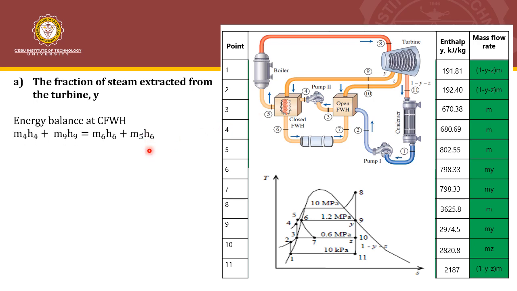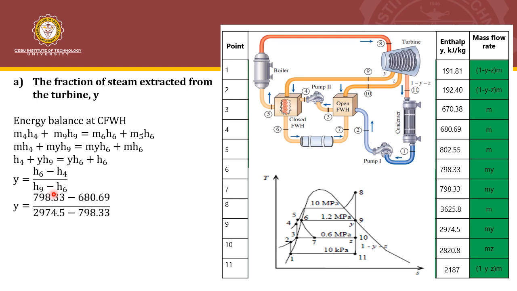So entering are point 4 as well as point 9. Leaving are point 6 as well as point 5. So substituting the value of the mass flow rate, and since we have the same quantities of m at both sides, we can delete that, and then we can rearrange for y. So as you can see, we already have the expression for the steam extracted for the closed feed water heater.